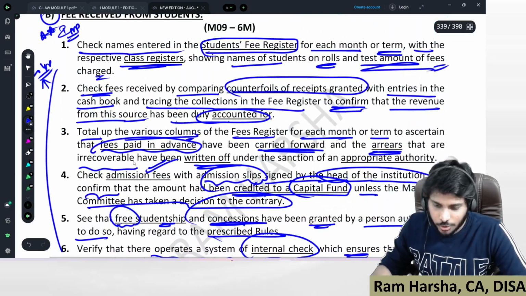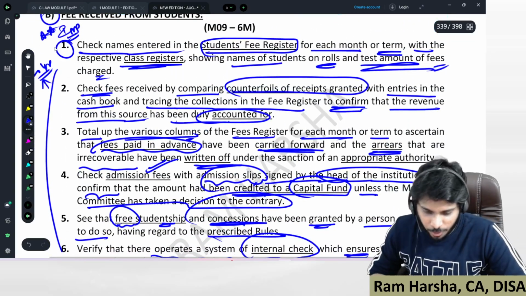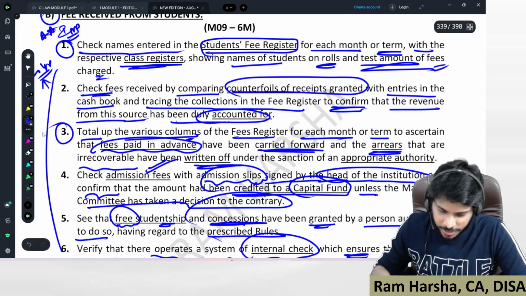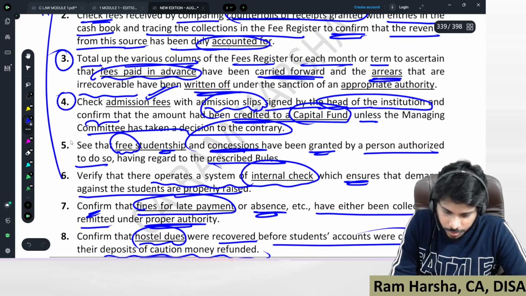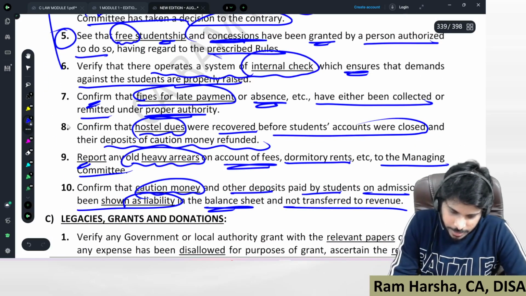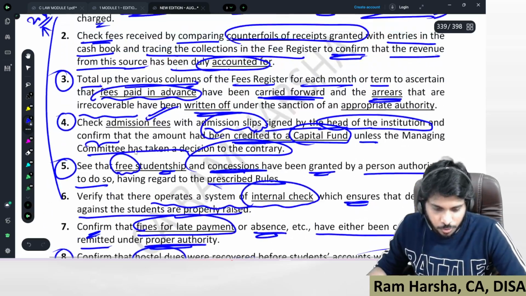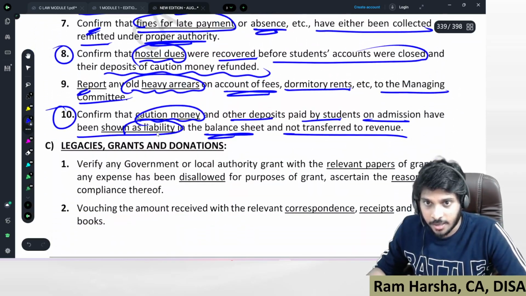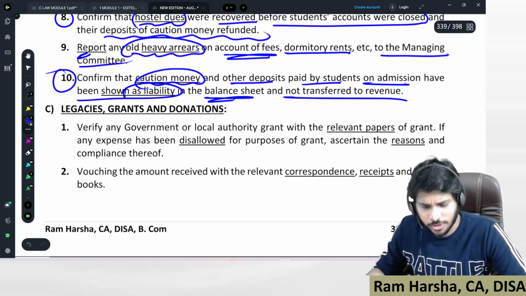In these, especially from the exam point of view, point number 1, point number 3, 4, 5 and 8, 10. So whatever I have rounded, you note these down: 1, 3, 4, 5, 8, 10. These points are good.